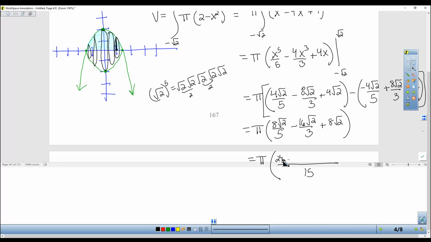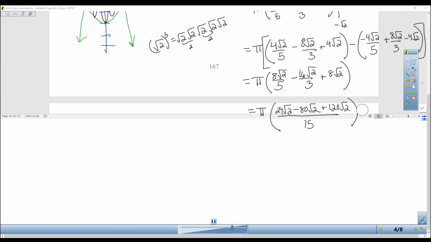So this is 24 square roots of 2. And this is going to be 16 times 5, which is 80 square roots of 2. And then 8 times 15 is a whole number, so plus 120 square roots of 2. So that gives you 24 minus 80 plus 120 is 64 square roots of 2 over 15 pi.